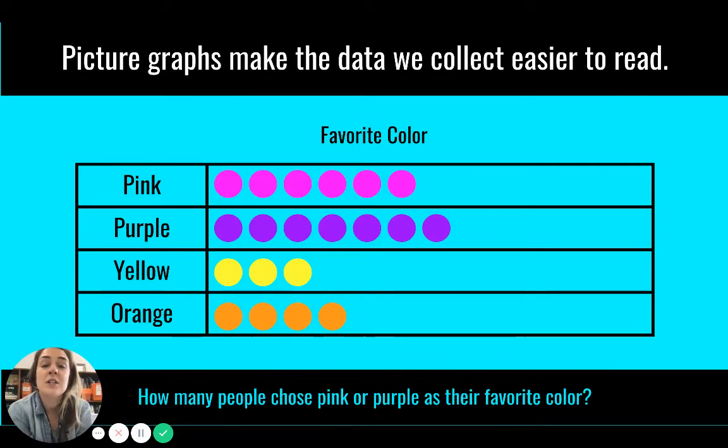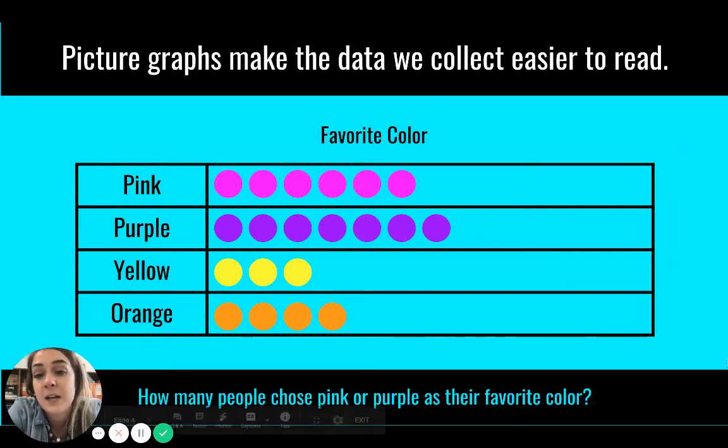All right, so yesterday we talked about picture graphs, and I told you that picture graphs are just a way to make the data we collect easier to read. And I told you that data is just a fancy word for the answer to a question that is asked. So if I asked you what your favorite color is and you said pink, that answer pink would be a piece of my data. That's all it is, just the answer to a question, but it just sounds more formal and fancy.